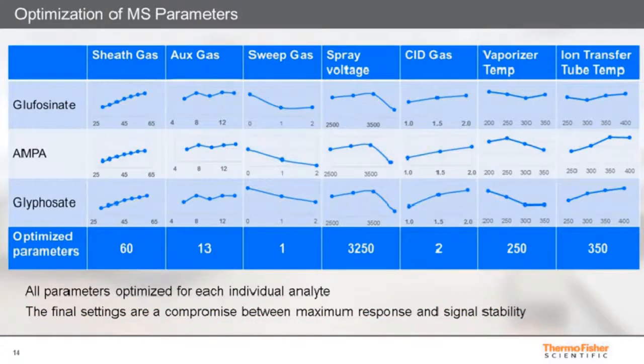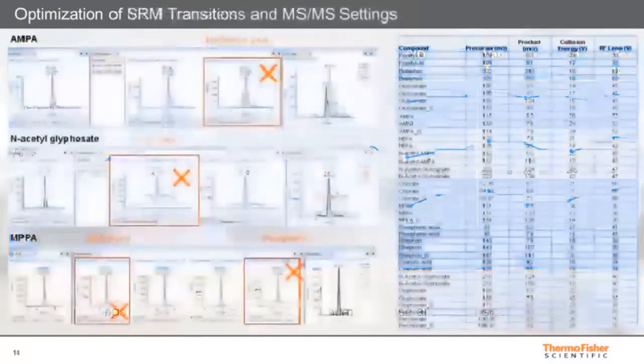The development of the method started with the optimization of the MS parameters, identifying the optimum conditions of the electrospray ion source. All parameters were optimized for each individual analyte. We evaluated signal stability, robustness of the system, and maximum response. And the final settings are a compromise between maximum response and signal stability.